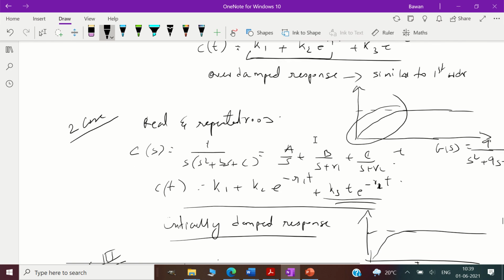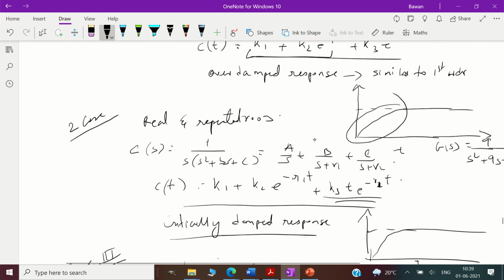Now when you have real and repeated roots, what you have is a by s plus b by s plus r1 plus c by s plus r2, and then you equate them to the same thing. The only thing different between the first two is that this third term here gets multiplied with the time factor. That is the difference between the three. And this system is known as critically damped response.